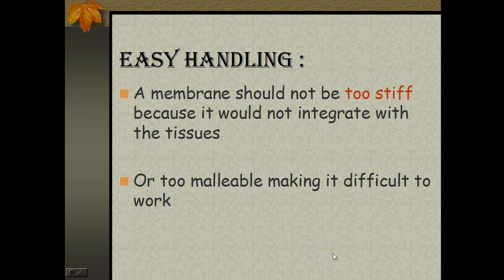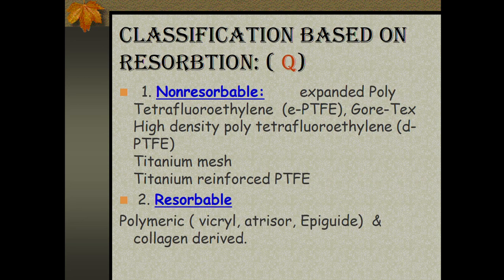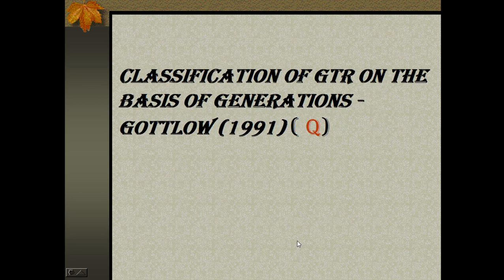Easy handling. A membrane should not be too stiff because it would not integrate with the tissues, and it should not be too malleable. Now, classification based on the resorption potential. There are non-resorbable and resorbable membranes. In non-resorbable, there are polytetrafluoroethylene, titanium mesh, and titanium-reinforced polytetrafluoroethylene. In resorbable, various polymeric forms are there, of collagen and polyglycolic acid.